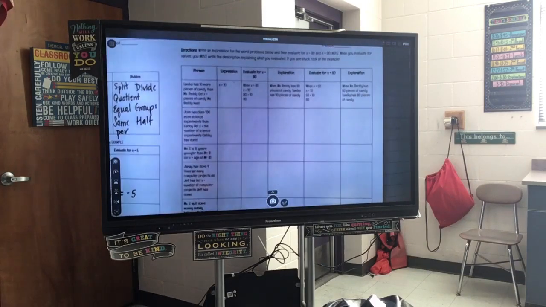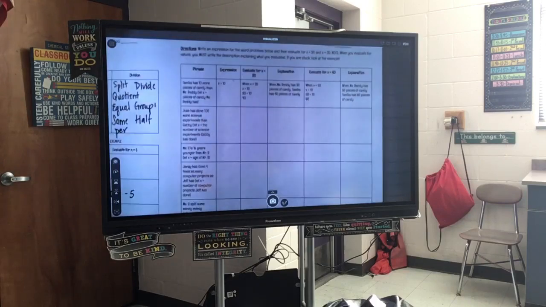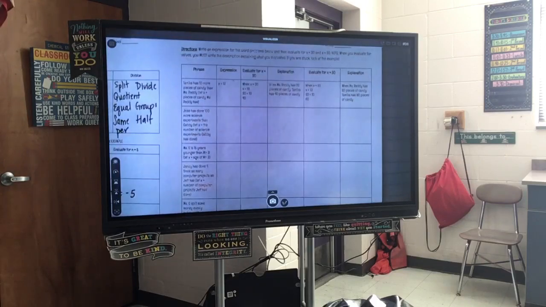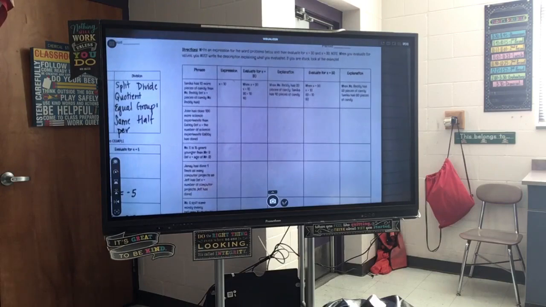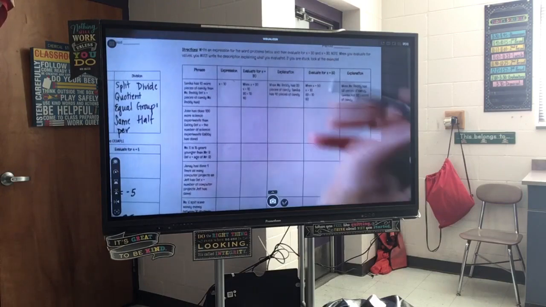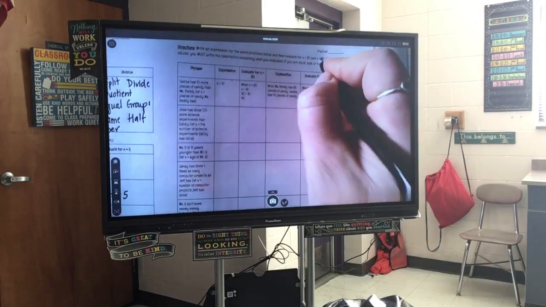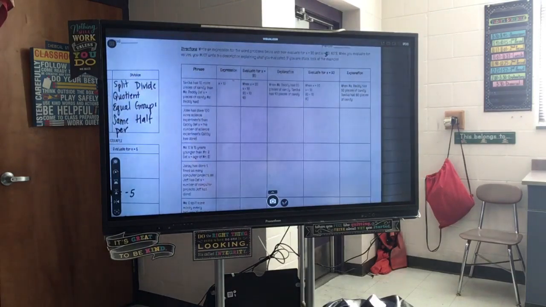So this side says write an expression for the word problem below and then evaluate for x equals 50. When you evaluate for your value, you must write the description explaining what you evaluated. If you are stuck, look at the example.